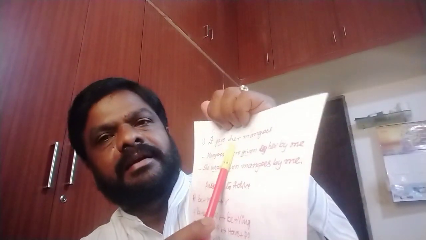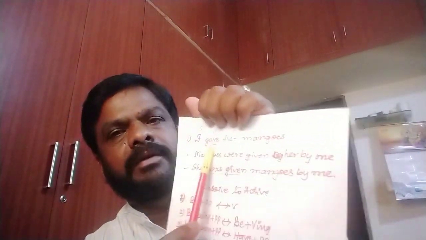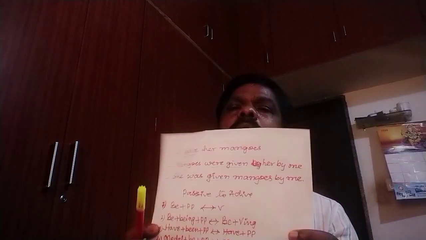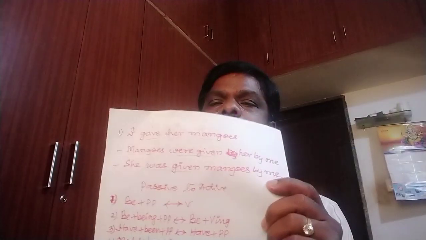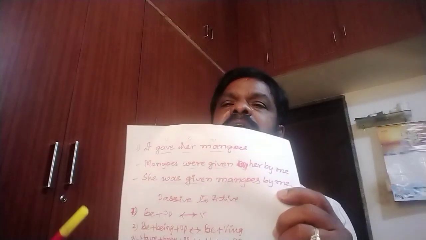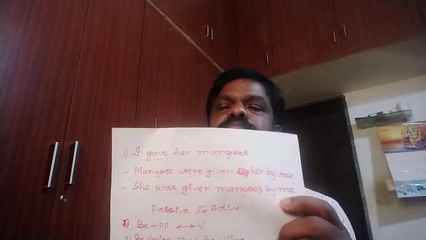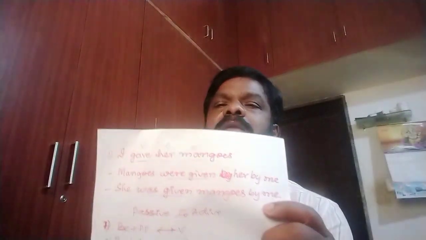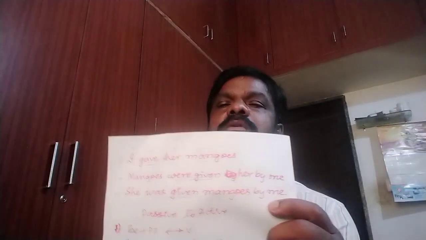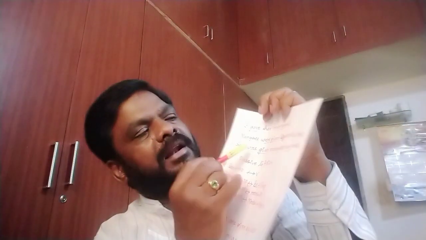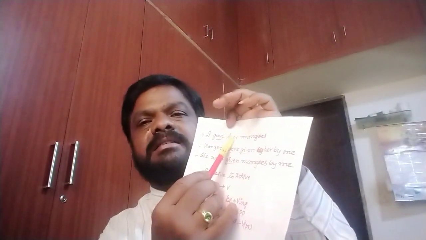So one more thing important here. If there are two objects after the verb, for example, I gave her mangoes. In this, after the verb there are two objects, one is her, another one is mangoes. Her is a person, mangoes is the thing. That means if there are two objects, one is the indirect object, another one is the direct object.